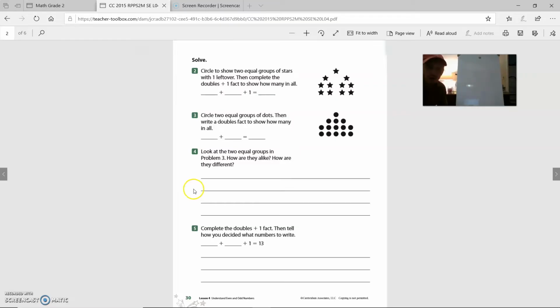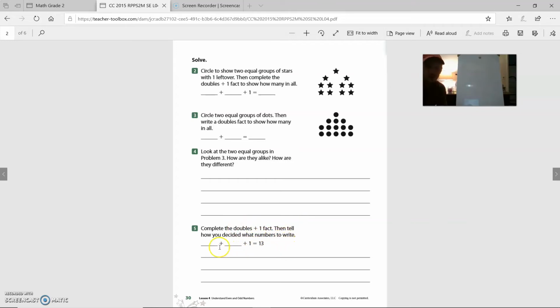Okay, so we are actually going to skip number 4. So if you have your packet out, you can put a big X through that. Skip, I'm not going to do it. We are going to do number 5 as our last problem. So number 5 says, complete the doubles plus 1 fact, then tell how you decided what numbers to write.